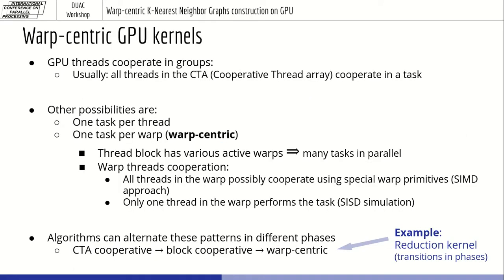One approach to implement parallel algorithms consists in using warp-centric kernels. The usual approach in GPU computing is to use all threads in the CTA to cooperate and perform one task. Other approaches consist in assigning one task per thread. In the warp-centric approach, all threads in the same GPU warp will cooperate to execute the same task. All threads in the warp possibly cooperate using special warp collective primitives and can exchange values in registers. And of course, it's possible for an algorithm to alternate the cooperative strategies used in different phases.